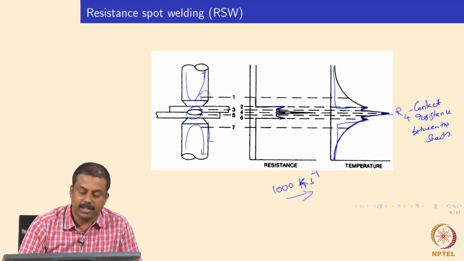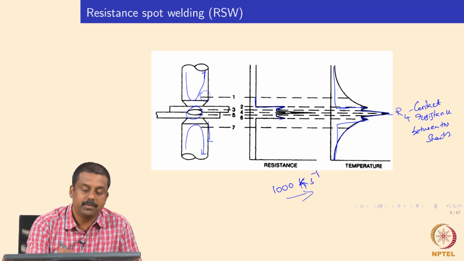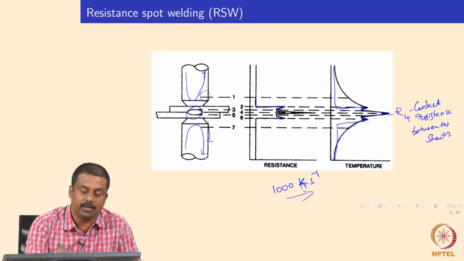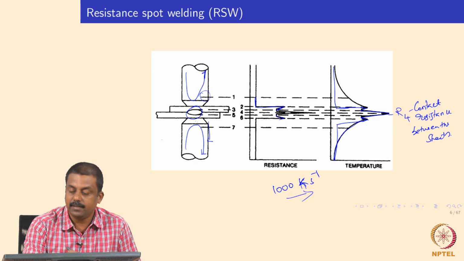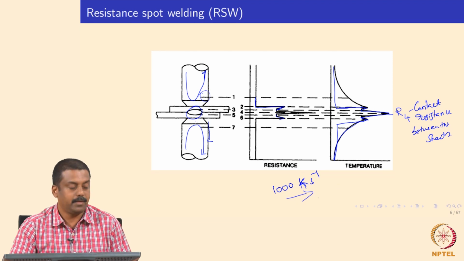Okay, and the cooling rates are as high as 1000 Kelvin per second, because we have to make sure that the electrodes are cooled sufficiently. We can't melt the electrodes, right? So we cannot heat up the electrodes. So we use a water cooling channel inside the electrode, which leads to effective heat extraction from the weld nugget, and can lead to cooling rates as high as 1000 Kelvin per second. Okay, good.